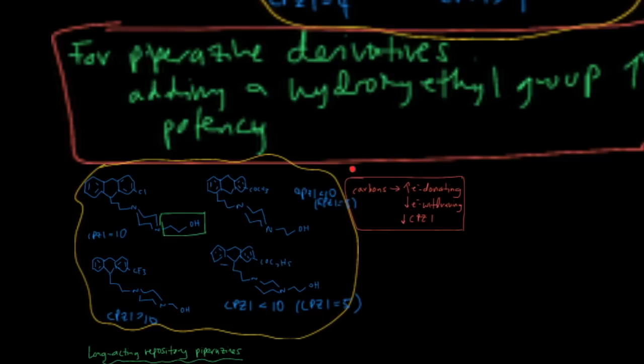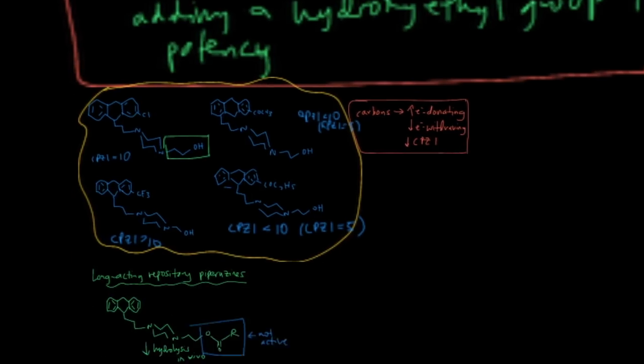Increasing the number of carbons at your 2 position increases the electron donating ability, therefore decreasing the electron withdrawing ability, and therefore decreasing your CpZi, making it less than 1.